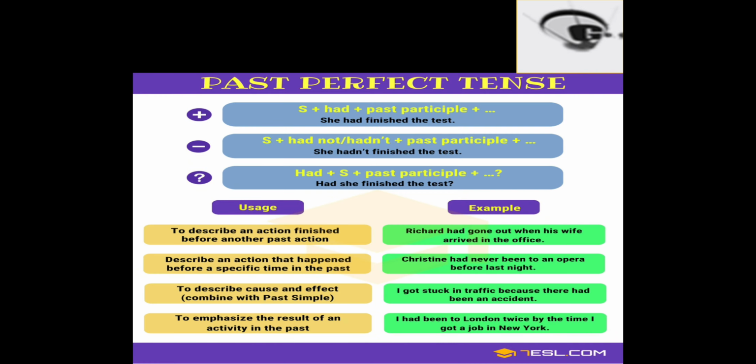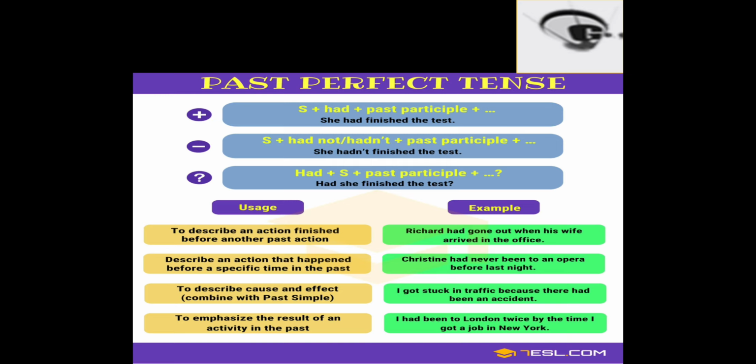Moving on, we have past perfect tense, and its usage is to describe an action finished before another past action. For example, Richard had gone out when his wife arrived in the office. It is used to describe an action that happened before a specific time in the past. For example, Christine had never been to an opera before last night.